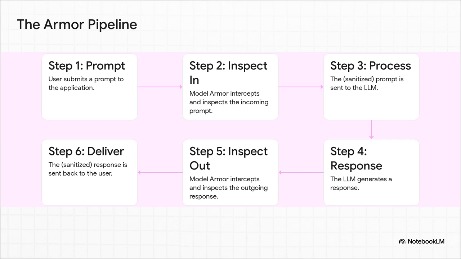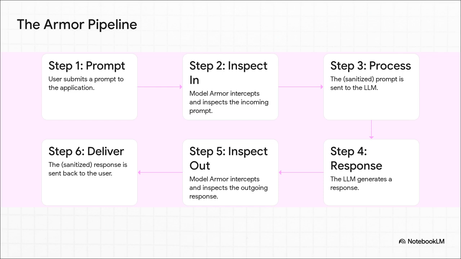So a user types in a prompt, but, and this is key, before that prompt ever gets near your expensive, powerful LLM, boom, Model Armor grabs it and gives it a thorough inspection. If it's all good, it lets it through. Then your model does its thing and generates a response.